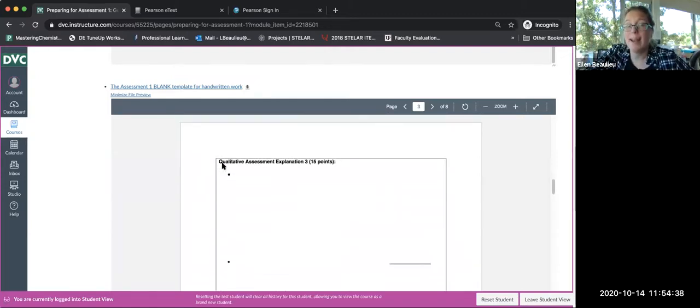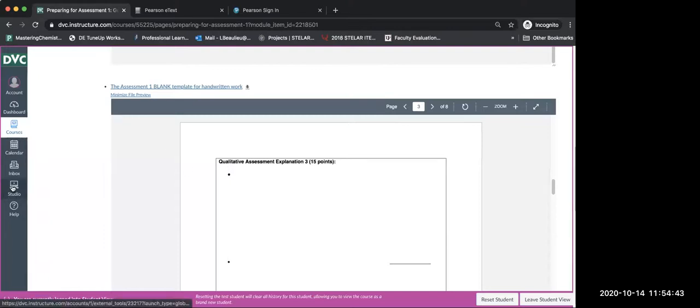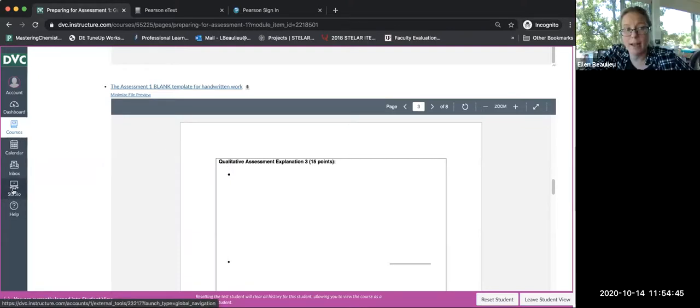And ideally, you're doing this through Canvas Studio. If you'll remember, Canvas Studio is this little icon over here on the left. It looks like a computer octopus. You can do a screen capture through Canvas Studio, or if you're recording something on your phone, you can upload that through Canvas Studio.